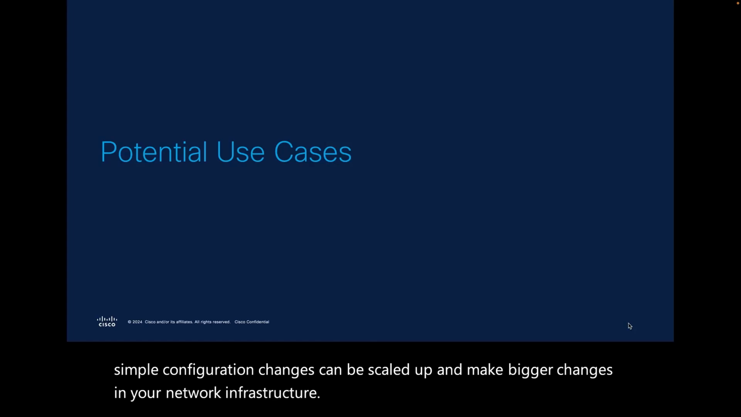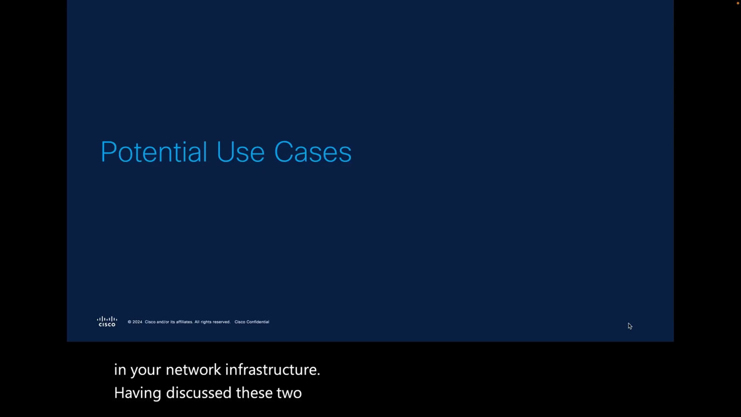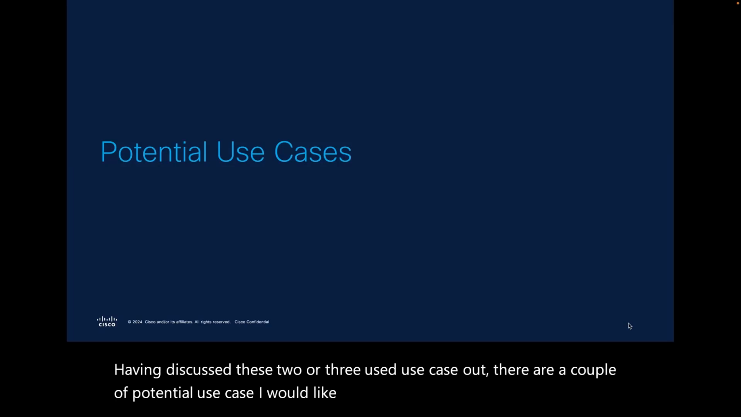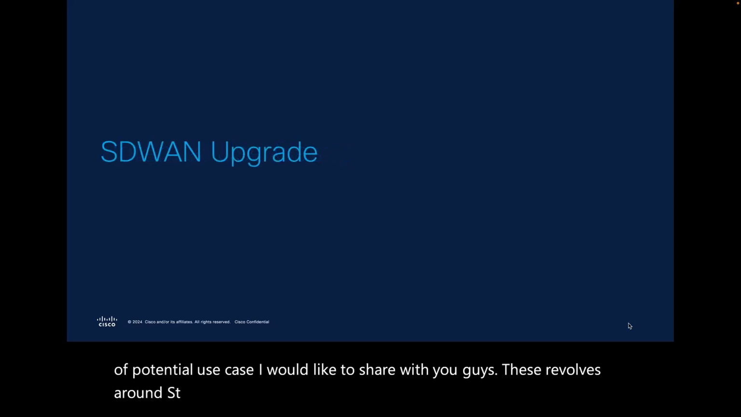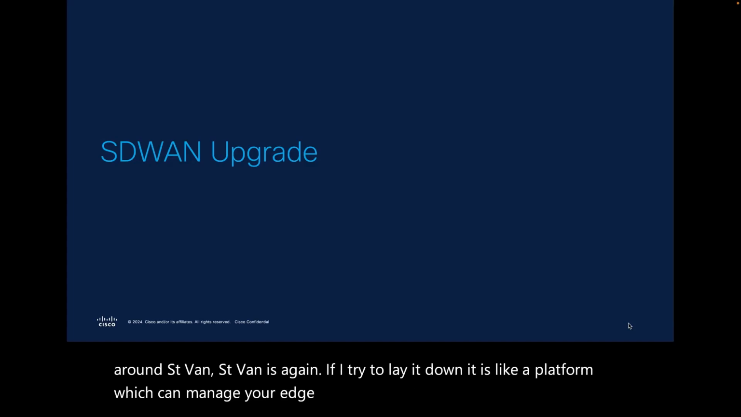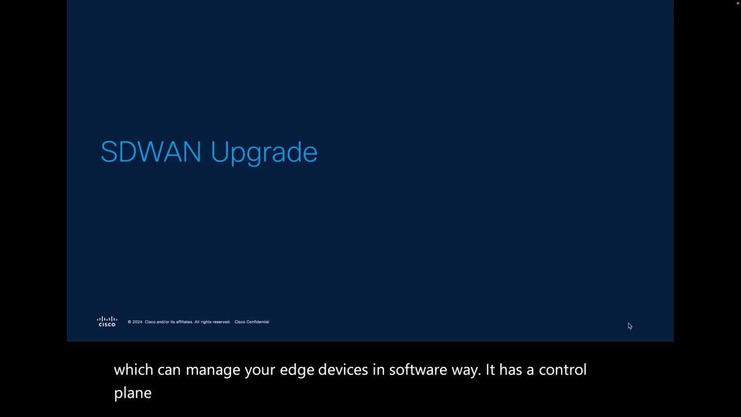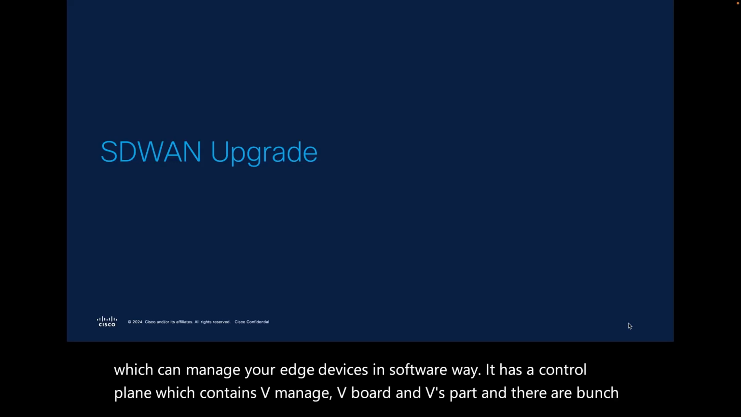Having discussed these two or three well-used use cases out there, there are a couple of potential use cases I would like to share with you guys. These revolve around SD-WAN. SD-WAN is, if I try to lay it down, a platform which can manage your edge devices in a software way. It has a control plane which contains vManage, vBond, and vSmart, and there are a bunch of vEdges which are managed by that.